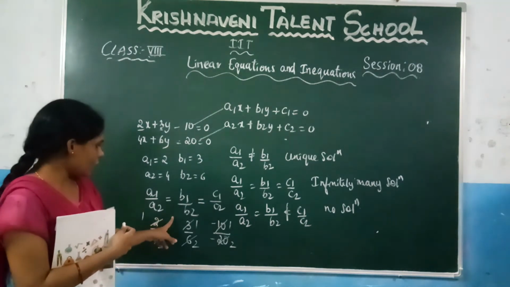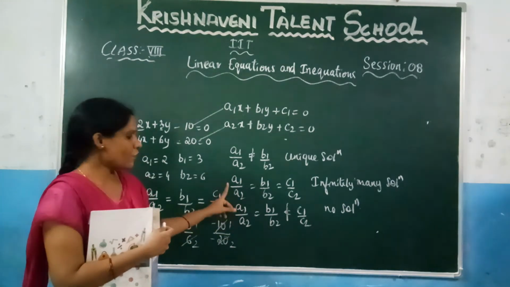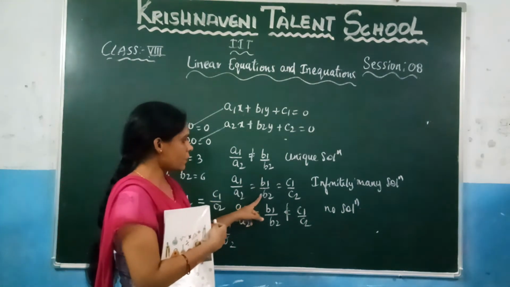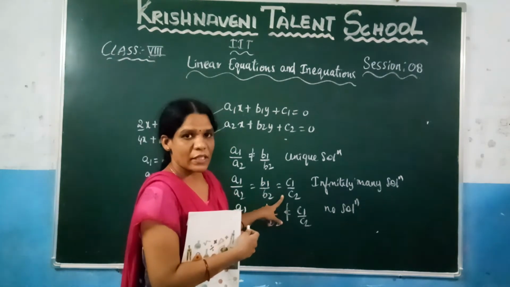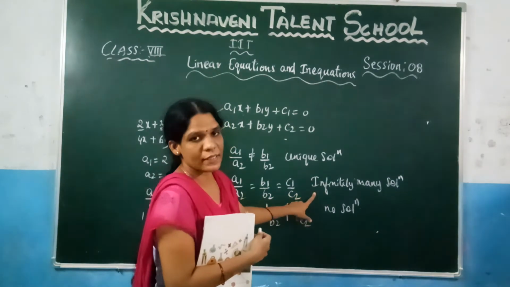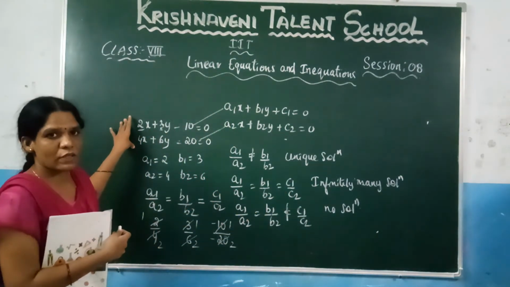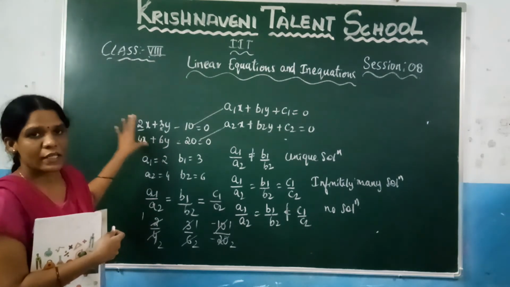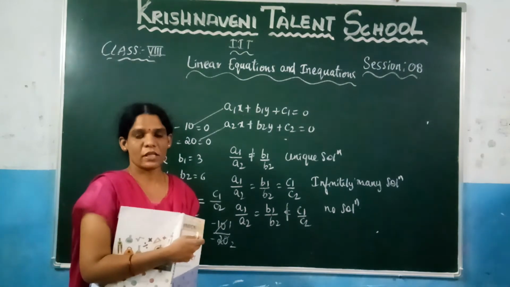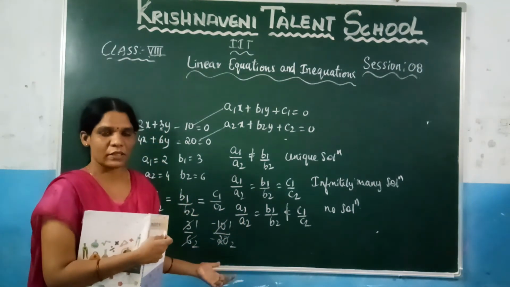Now let us see what the condition is here. If a1 by a2 is equal to b1 by b2 is equal to c1 by c2, then what can we say here? We can say it has infinitely many solutions. So we can say that these two linear equations, after solving, will give infinitely many solutions. Here we did not solve anything, just substituting the values we got here.